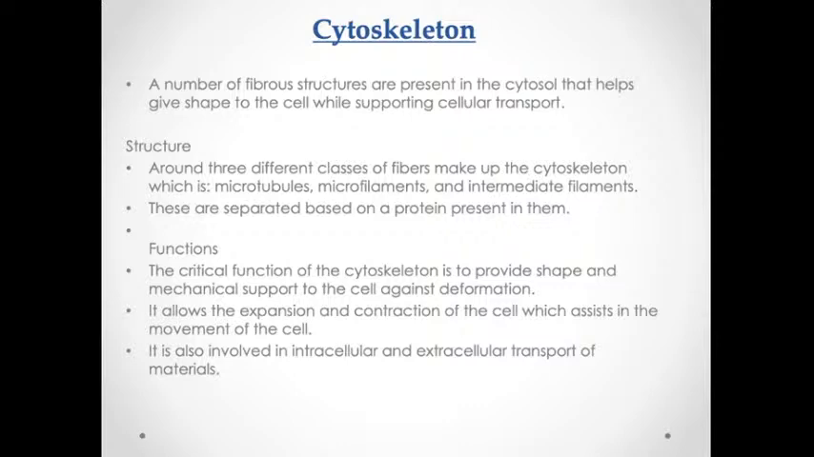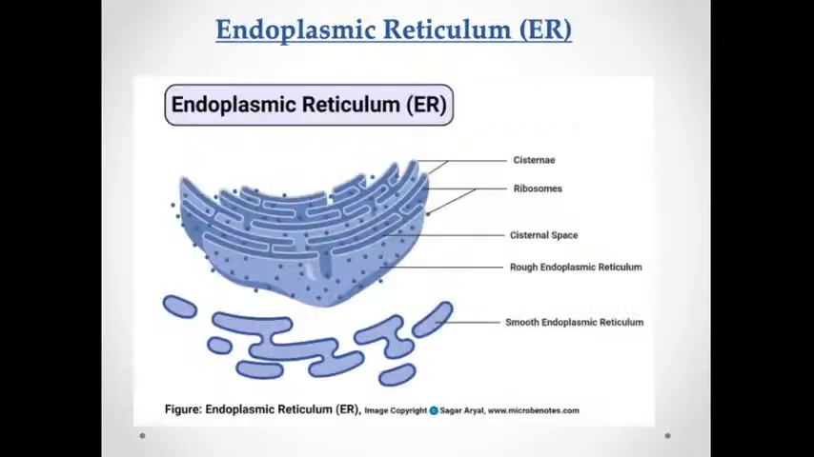The critical function of the cytoskeleton is to provide shape and mechanical support to the cells against deformation. It allows the expansion and contraction of the cell, which assists in the movement of the cell. It is also involved in the intracellular and extracellular transport of materials.